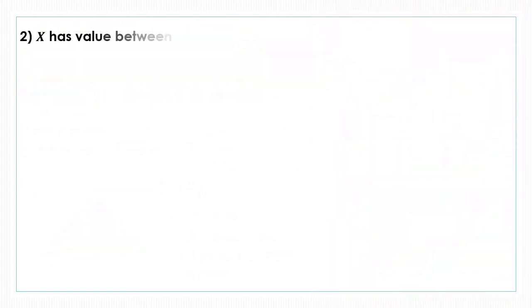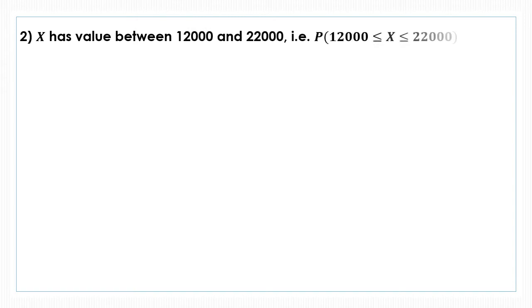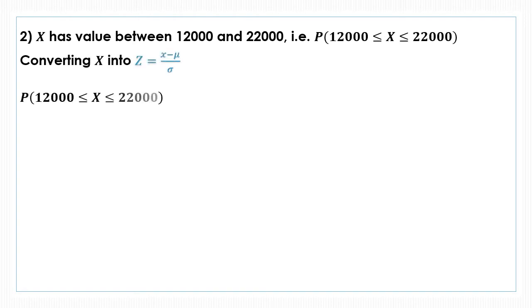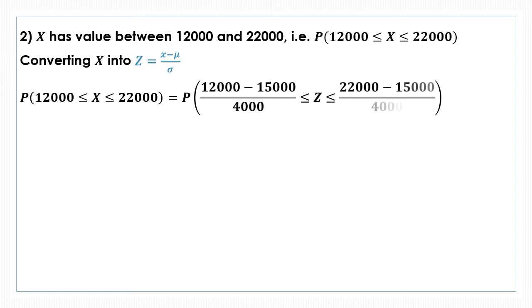X has a value between 12,000 and 22,000, that is 12,000 ≤ X ≤ 22,000. So we will be converting this X into Z. Do remember that at the end we have to convert the probability into a percentage because that's the actual question, but first we have to calculate the probability. 12,000 minus 15,000 upon 4,000 and 22,000 minus 15,000 upon 4,000 will make it negative 0.75 and 1.75.